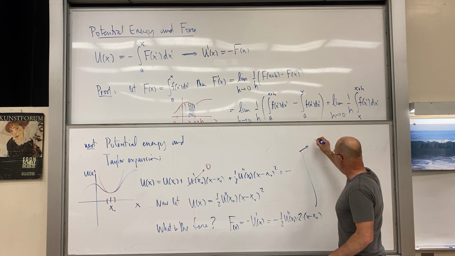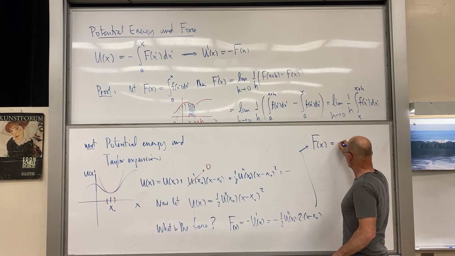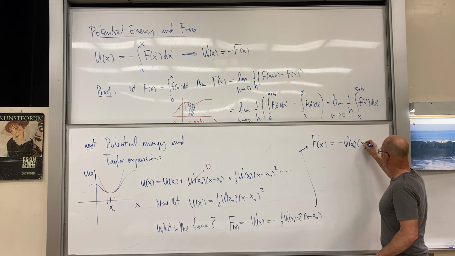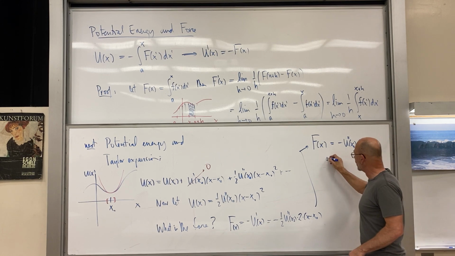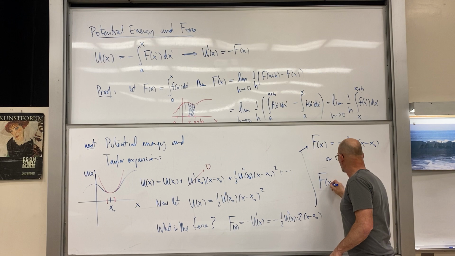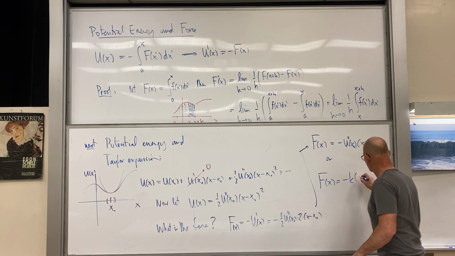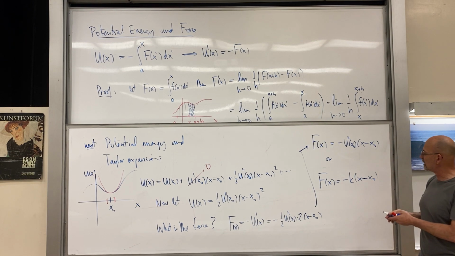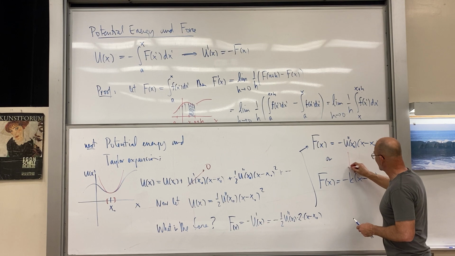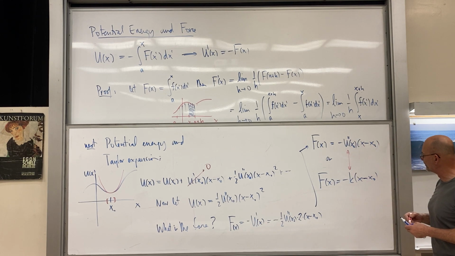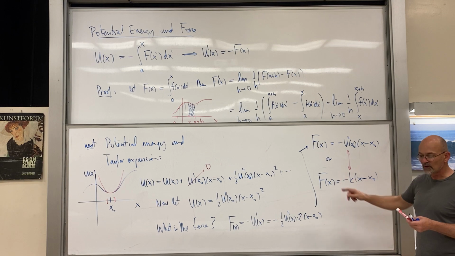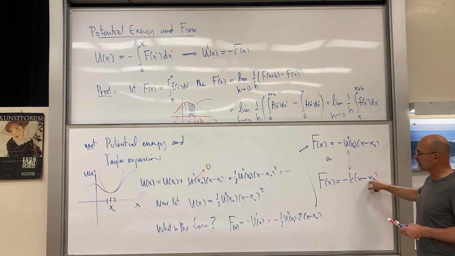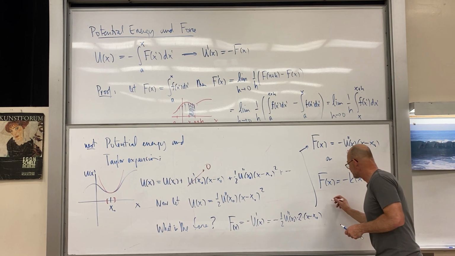So when all is said and done, f of x is equal to minus u double prime of x0 times x minus x0, or minus k times x minus x0. So there you're recognizing Hooke's law. And there's our definition: k is u double prime. You're recognizing Hooke's law, that linear force law, and it's x minus x0 because x0 is the point of equilibrium.